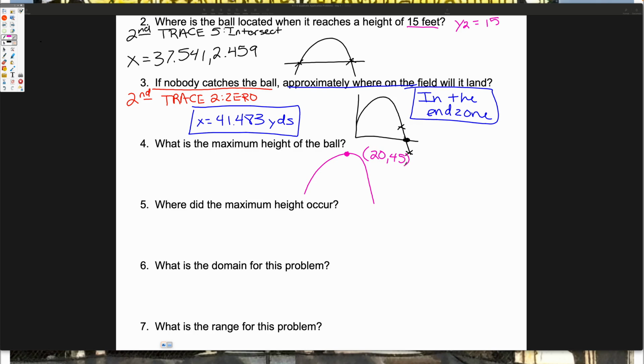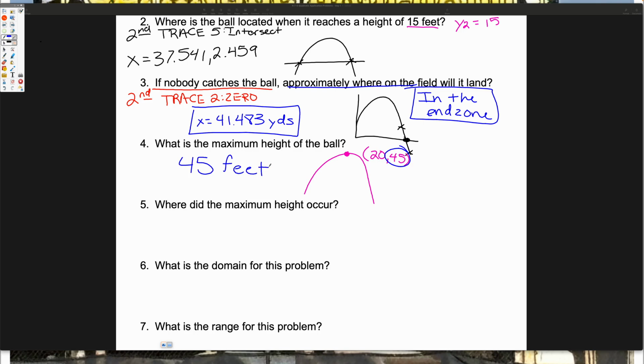Okay, cool. So our maximum point is 20 and 45, but which of these is the maximum height? 45, the y value. So 45 feet is the maximum height.